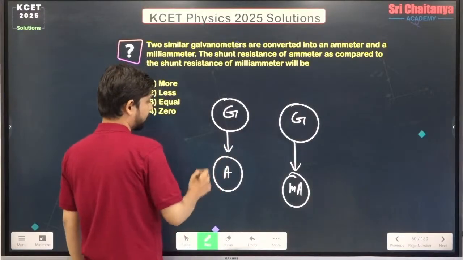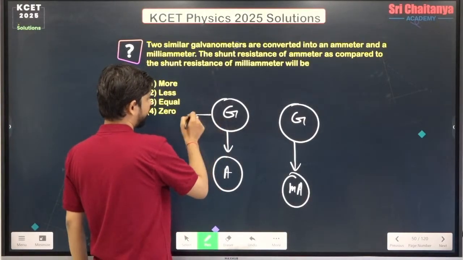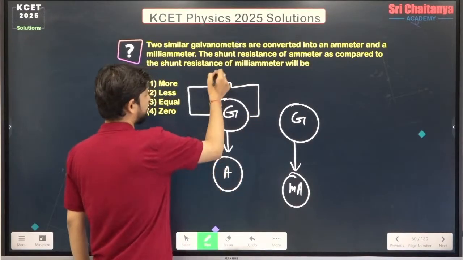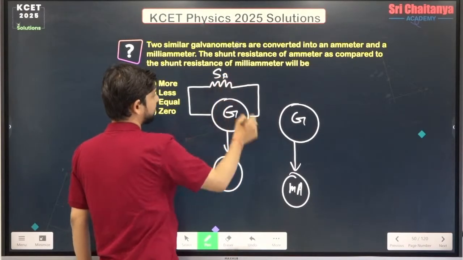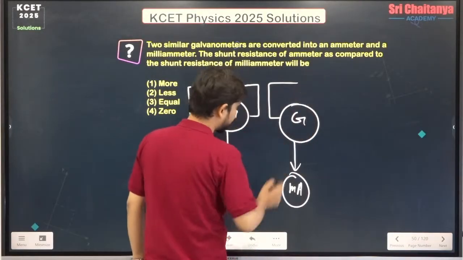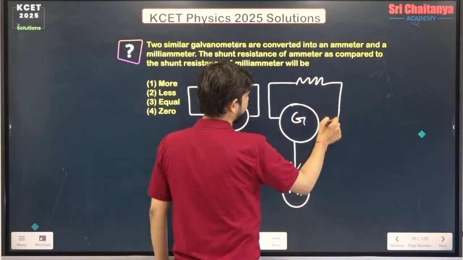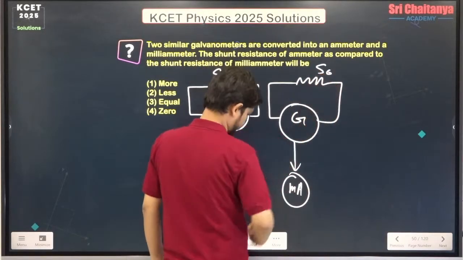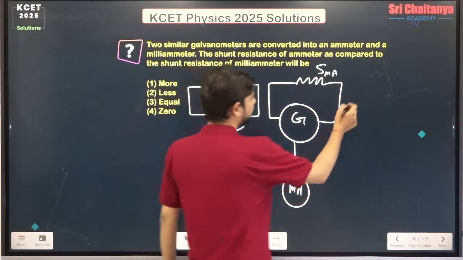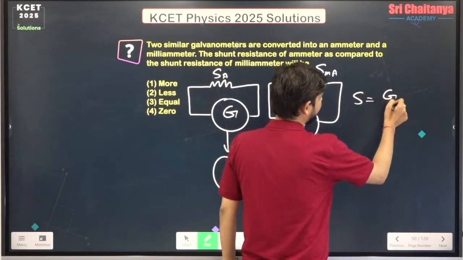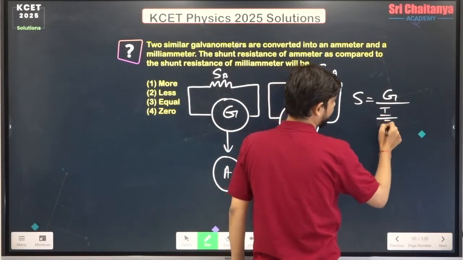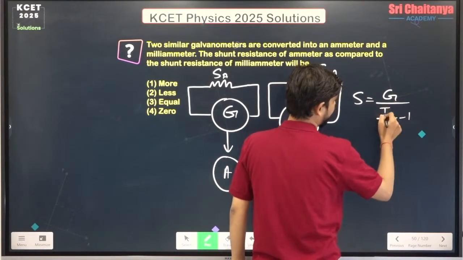So when we convert a galvanometer into an ammeter, what do we have to do? We have to add one shunt in parallel with the galvanometer. So here also, this is going to be a milliammeter like this, and we can say that S is going to be the resistance of the galvanometer divided by (I divided by Ig minus 1).